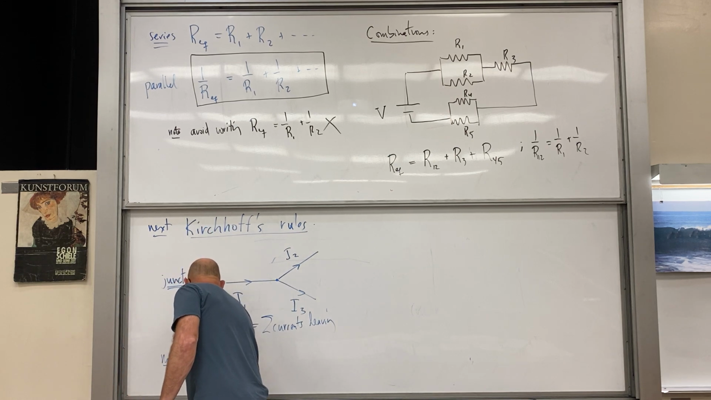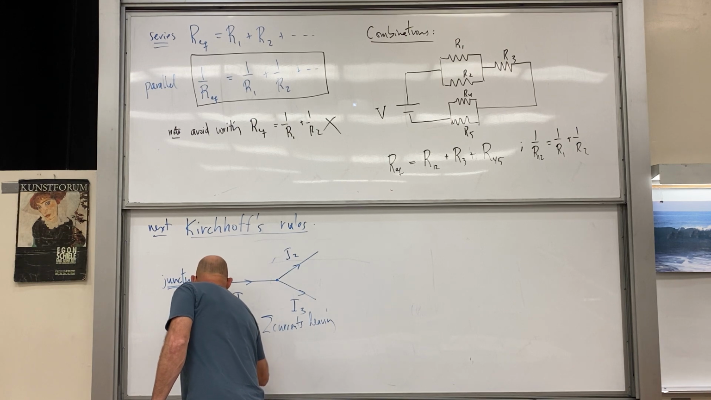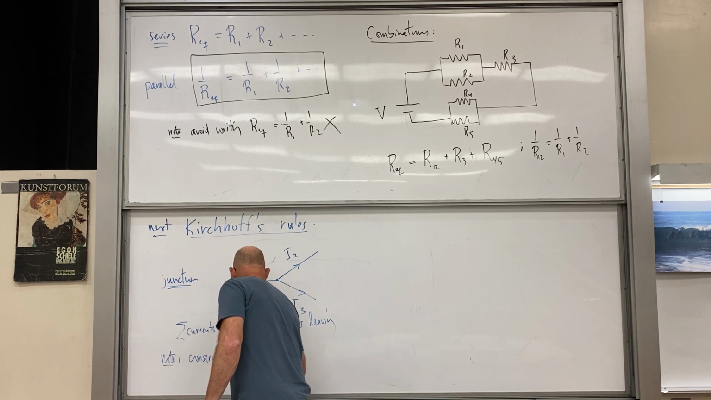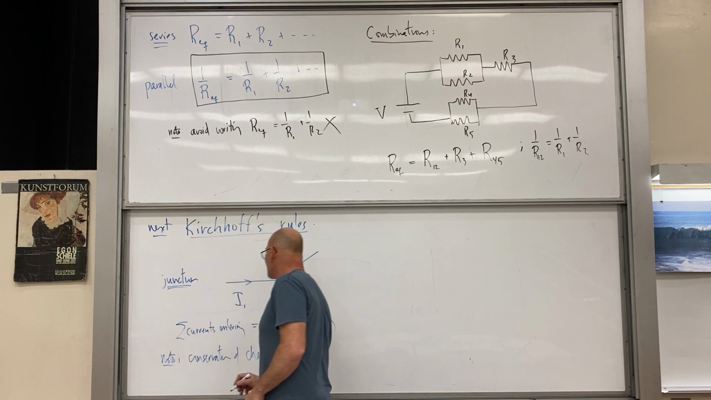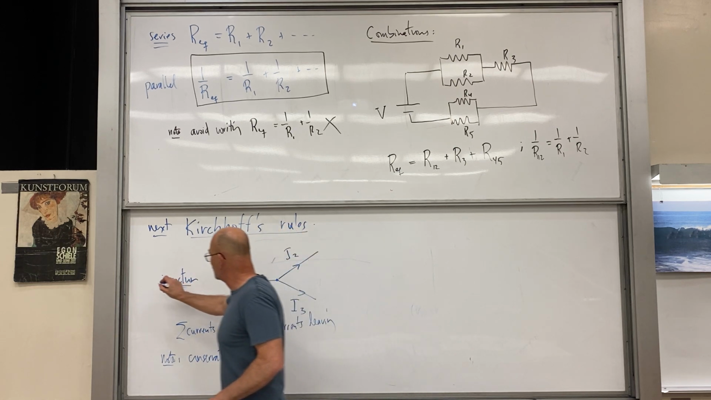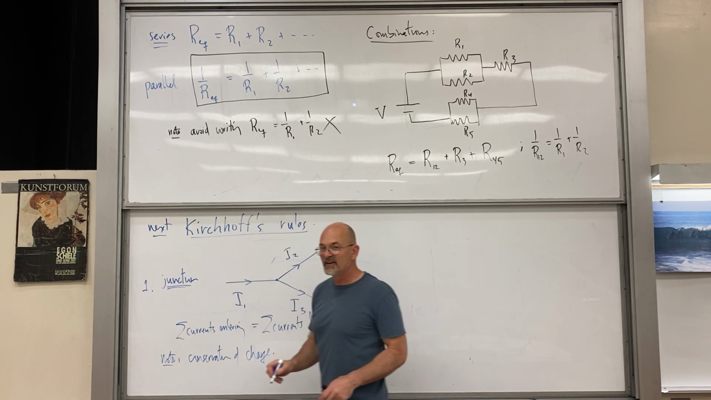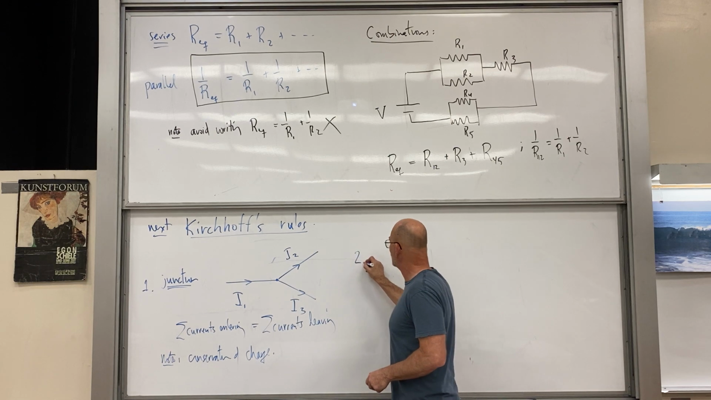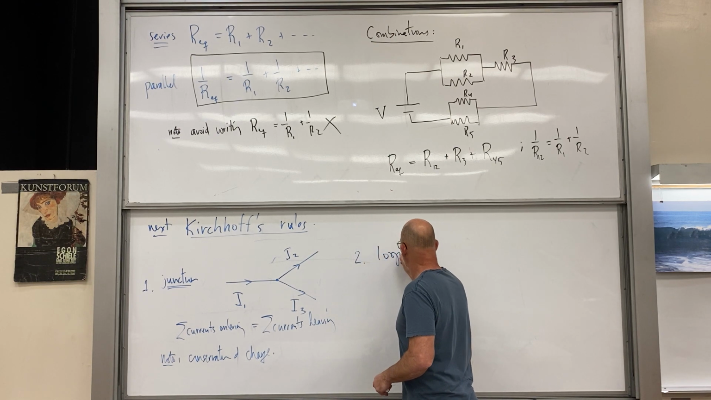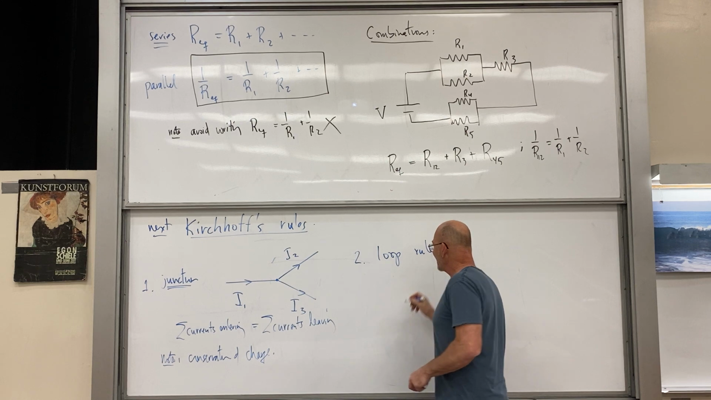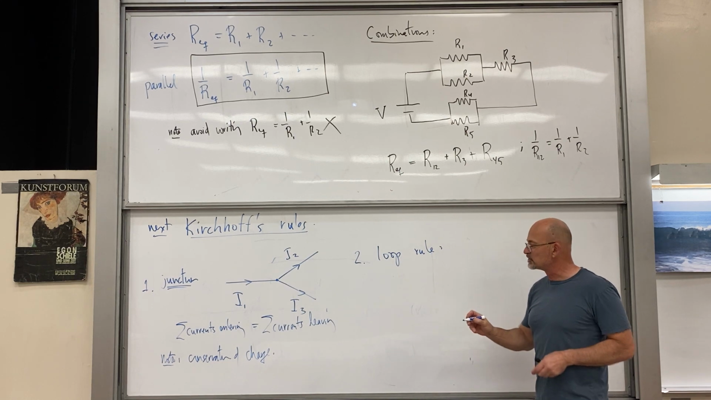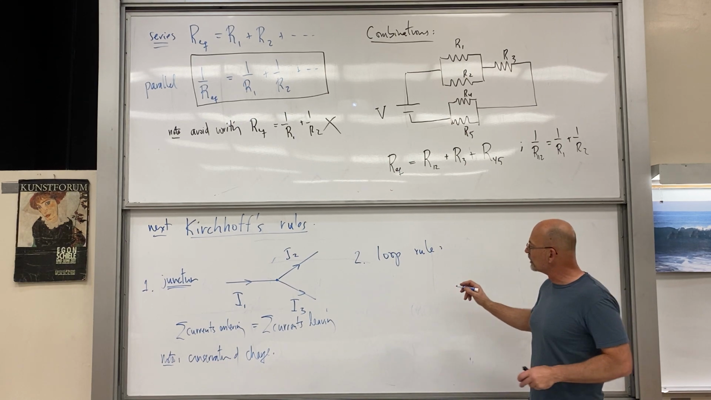Conservation of charge. And so that's the first rule. The second rule is the loop rule. And that says that the sum of all voltage drops around a loop equals 0.